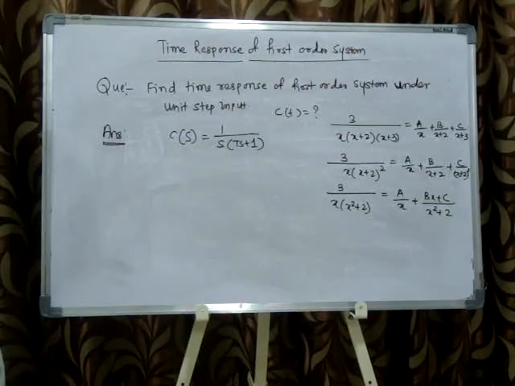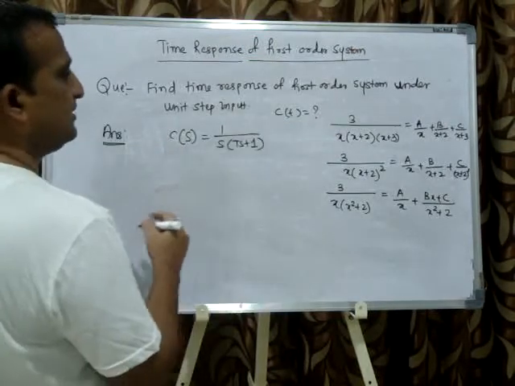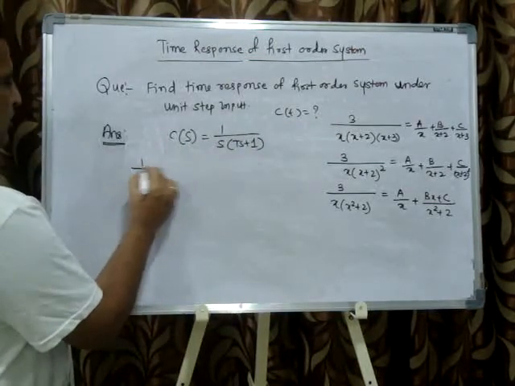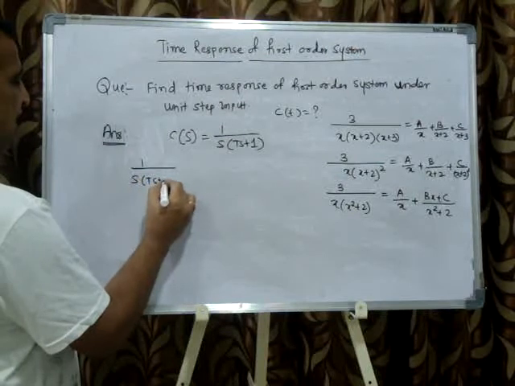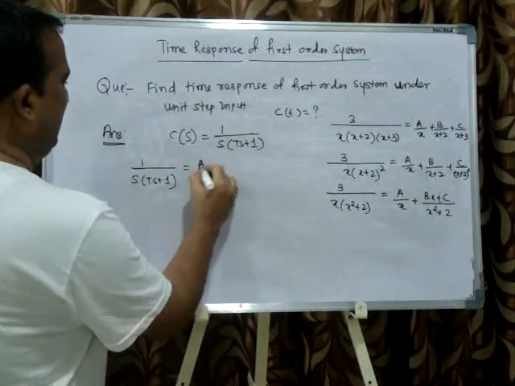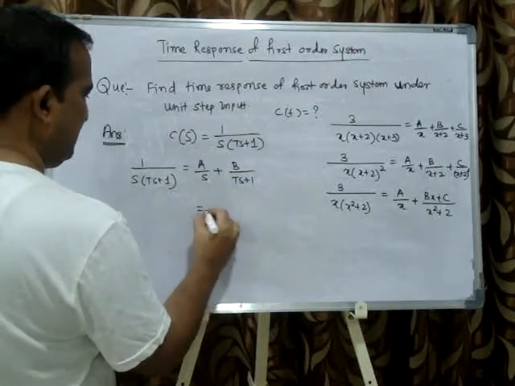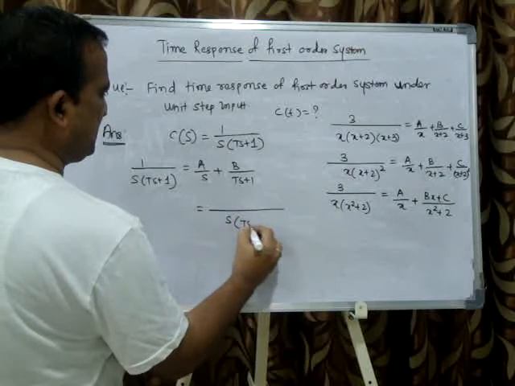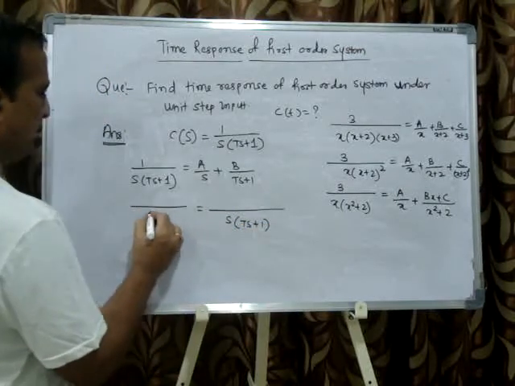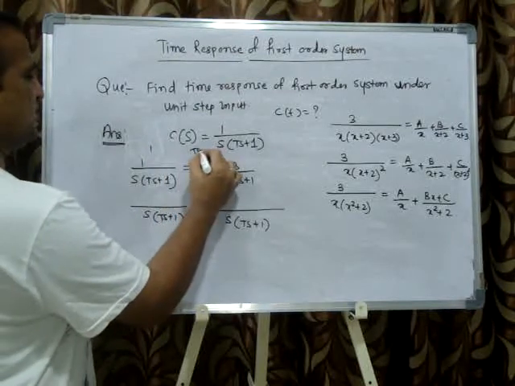There are three formulas. So here definitely I will apply the first formula. That is, 1 by s(Ts plus 1). The highest power of s is 2, meaning two constants are required, A and B. A by s plus B by (Ts plus 1). Now I will take an LCM, s(Ts plus 1). Here also s(Ts plus 1), and here 1.